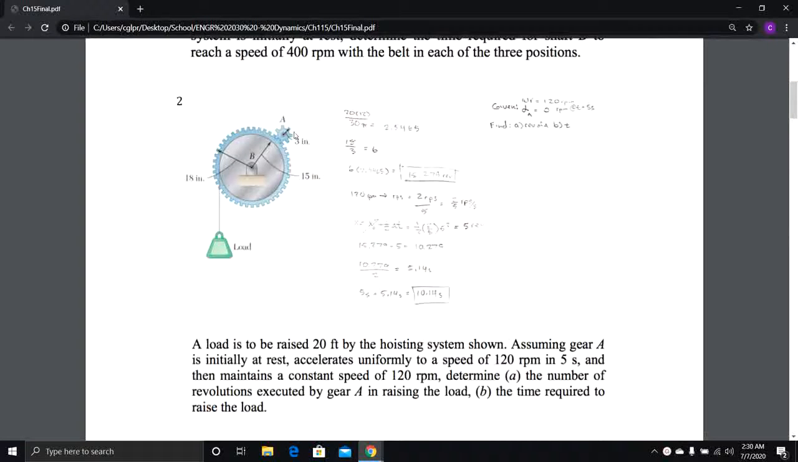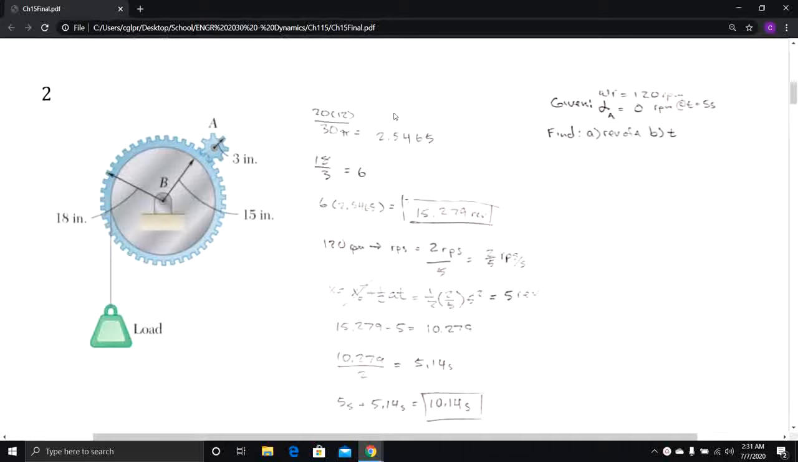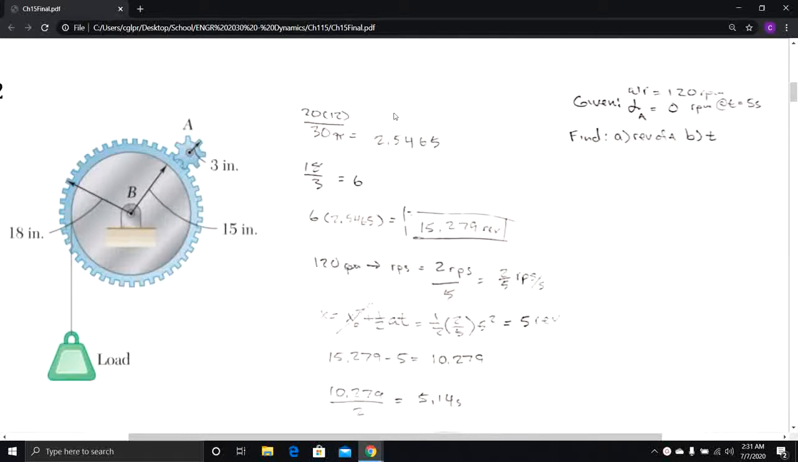Then for question 2, we've got a powered gear A. It's hooked up to B, and it is going to lift up a load 20 feet. I'm told that A maintains a constant speed of 120 rotations per minute, and it takes 5 seconds to get there. I'm asked to find the number of revolutions that gear A is going to need to make to lift the load 20 feet, and the time required to do so. So I thought this one was pretty easy. I did a little bit of a different route than the solution manual, and hopefully that's okay.